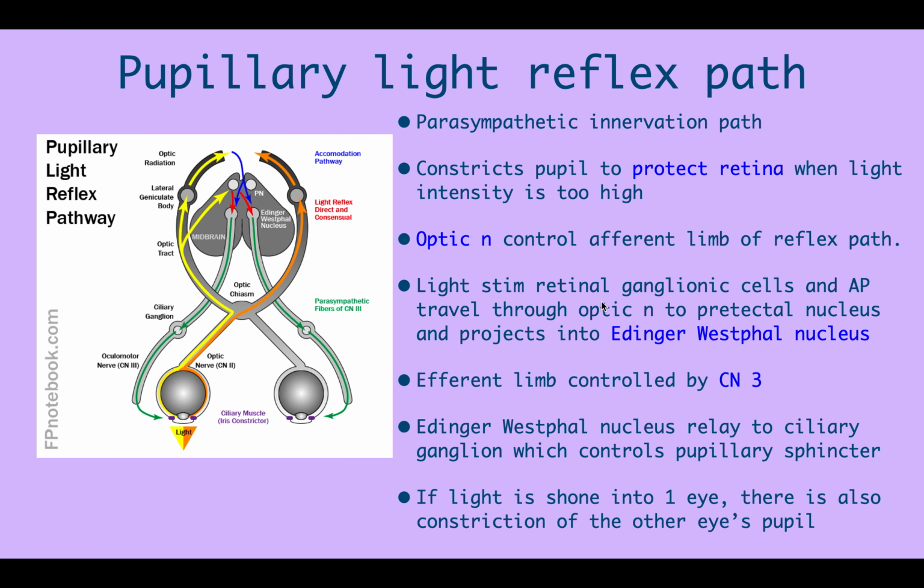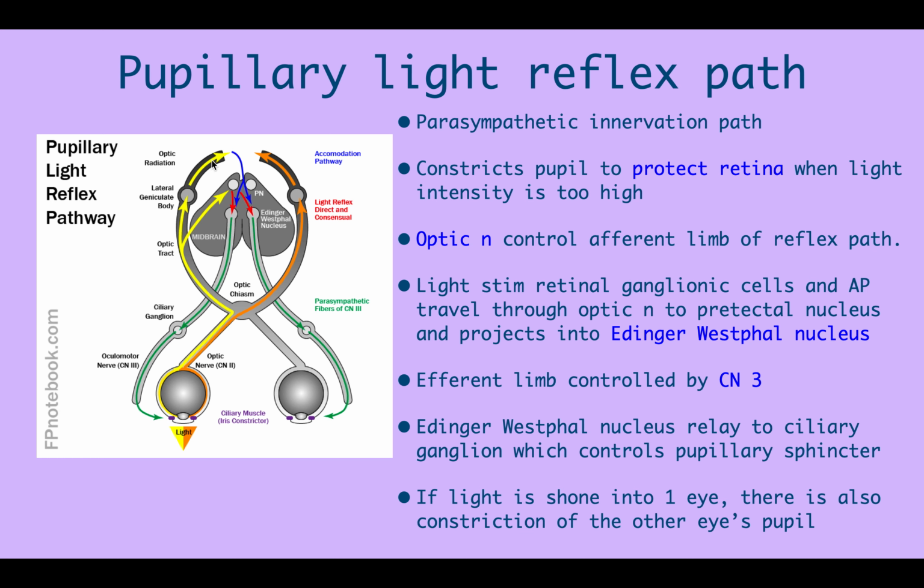Okay, so what is the pupillary light reflex path, right? It's a parasympathetic innervation path, and this is when the pupil is going to be constricted in order to protect the retina when light intensity is too high. So the light hits the eye, and then it will stimulate the ganglion cells. Action potential goes down, and this is going to be either decussation, or it's going to go straight from the medial vision, and it hits the lateral geniculate body.